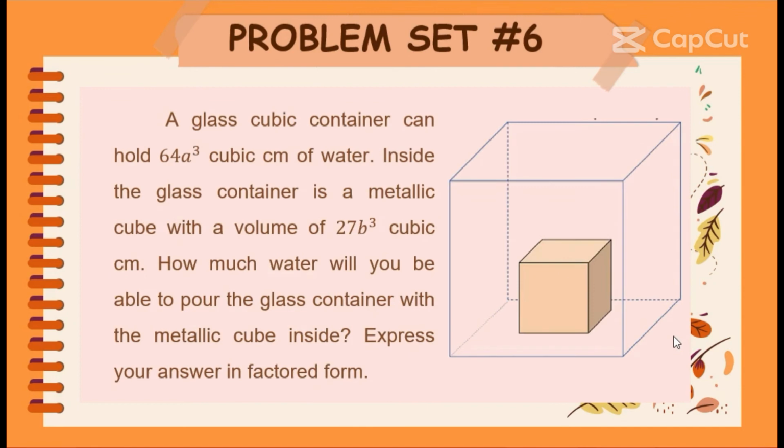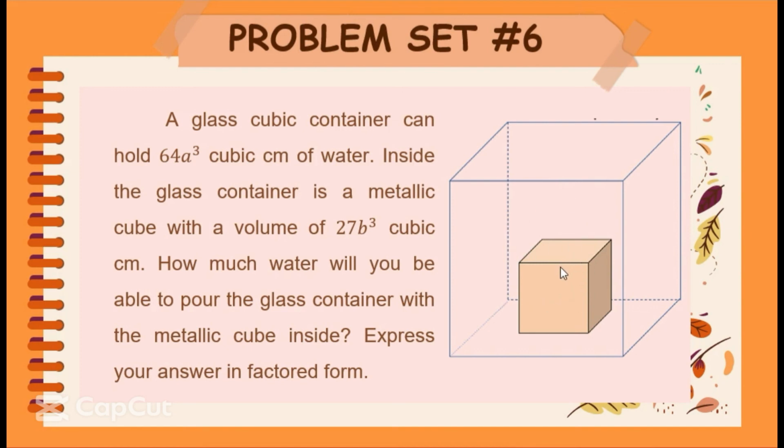Now, for problem number 6, a glass cubic container can hold 64 cubic centimeters of water. Inside the glass container is a metallic cube with a volume of 27b cubic centimeters. How much water will you be able to pour in the glass container with the metallic cube inside? Express your answer in factored form. Sabi merong malaking glass container. Tapos merong metallic cube sa loob. Gaano karami yung tubig na malalagay kapag merong ganon sa loob?